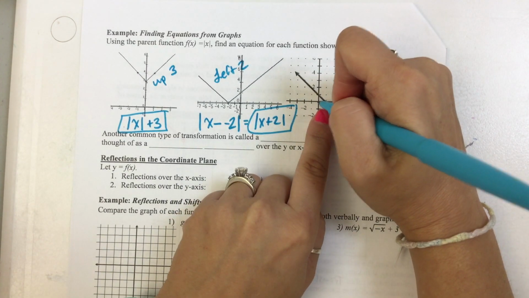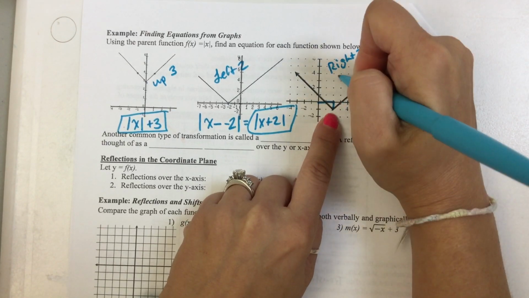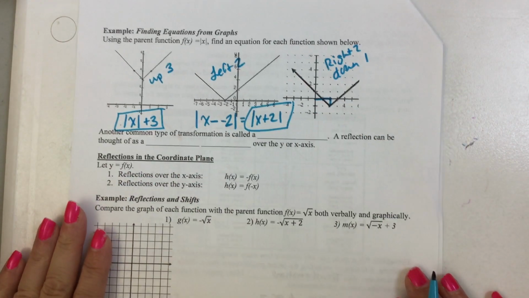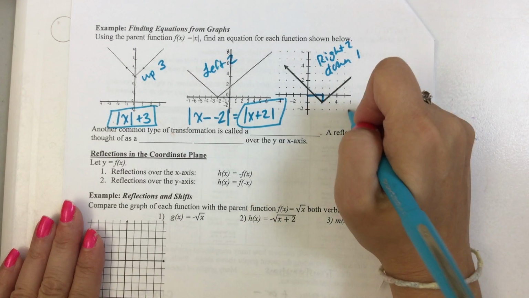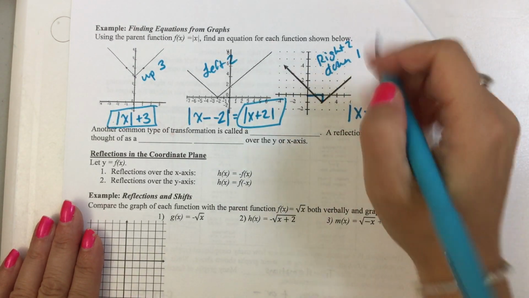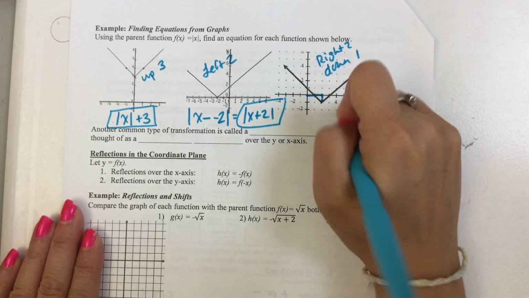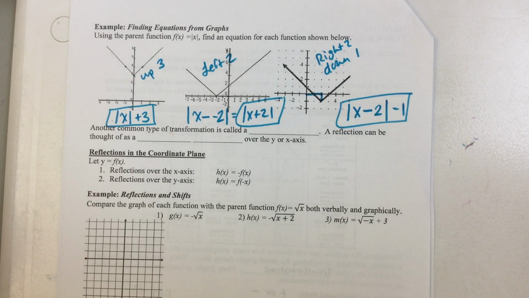The next one, from the origin, they went right 2 and down 1. So it's a combination of horizontal and vertical. When you're going to the right, it's within the bars. It's x minus, we went to the right 2, that's a positive value. To go down 1, you minus 1 to the end. So that, my friends, concludes our shifts, slides, translations.